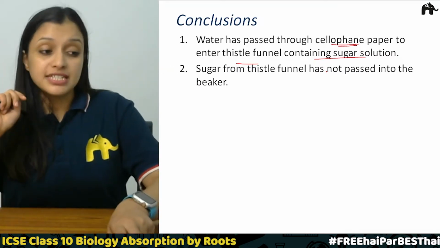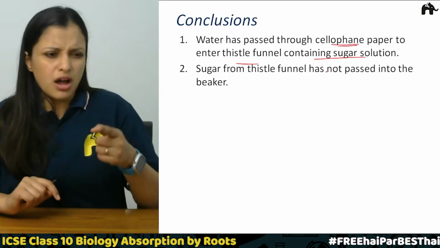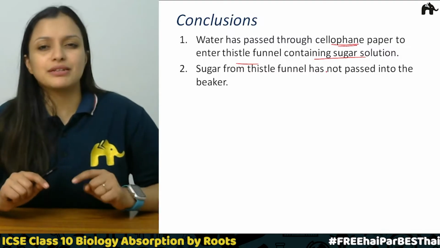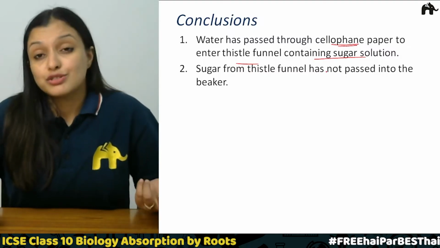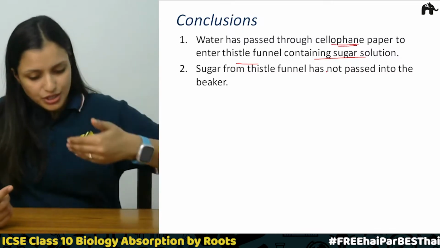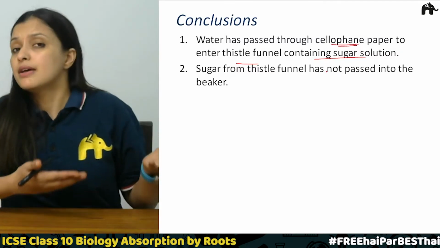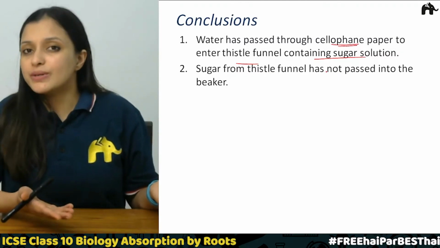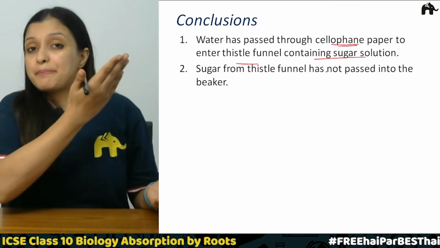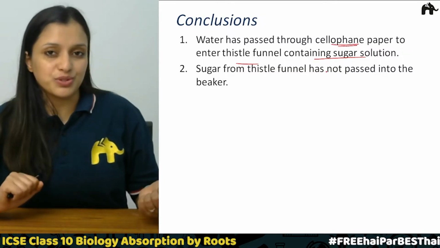Correct? Second is sugar from the thistle funnel has not passed into the beaker. How do we know that? We know that because when we tasted the water in the beaker, it was not sweet, since sugar solution is going to be sweet, right? So since the sugar solution has not passed from the funnel into the beaker, that is why the water in the beaker is not sweet. So this means sugar molecules have not passed from funnel to the beaker, right? So this is our second observation.